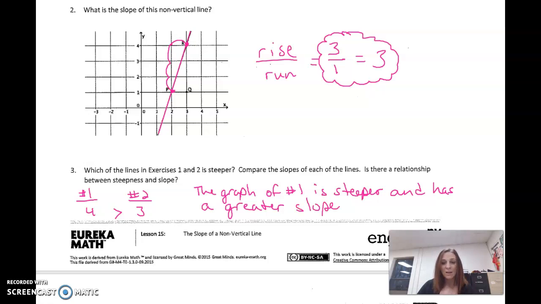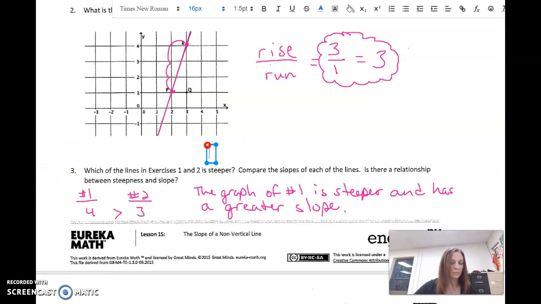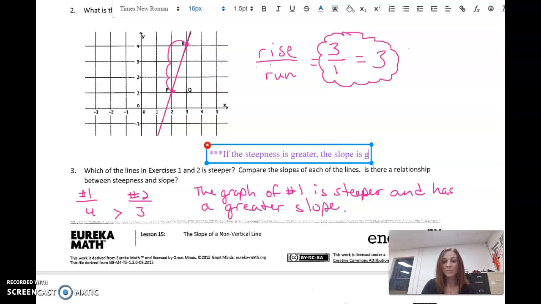Okay. The graph of number 1 is steeper and has a greater slope. All right. If the steepness is greater, I thought it'd be better, but I'm still making mistakes. The slope is greater. Okay. If the steepness of the line is greater, that means the slope is greater.